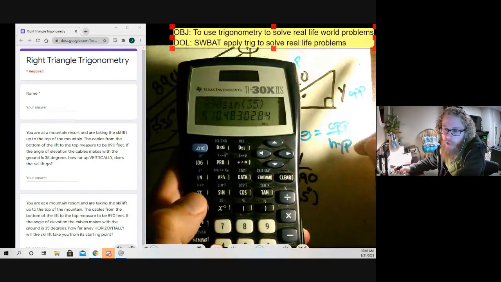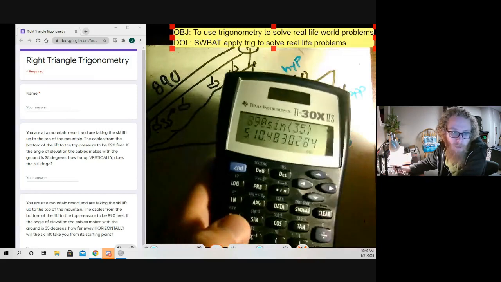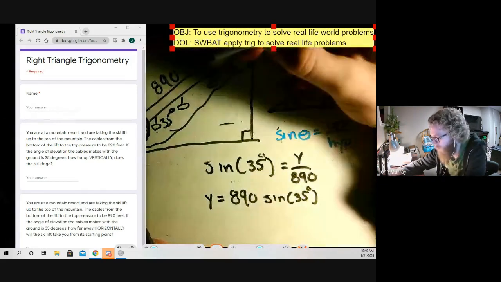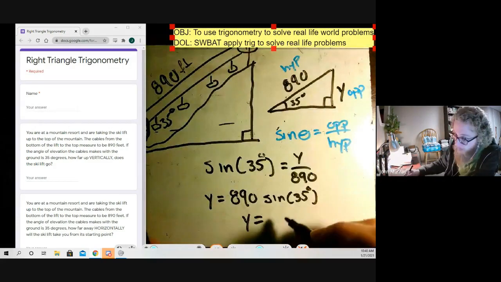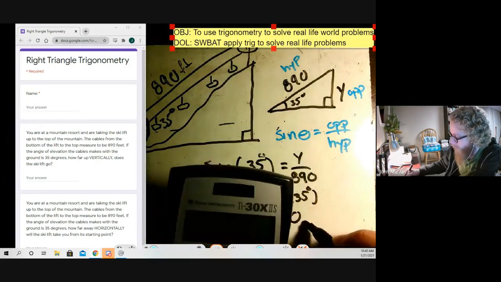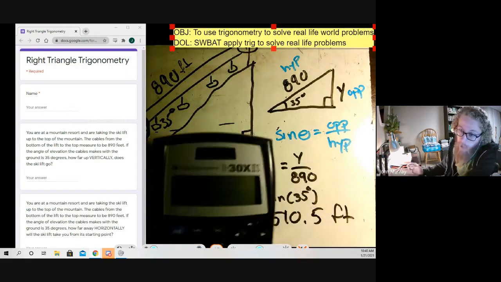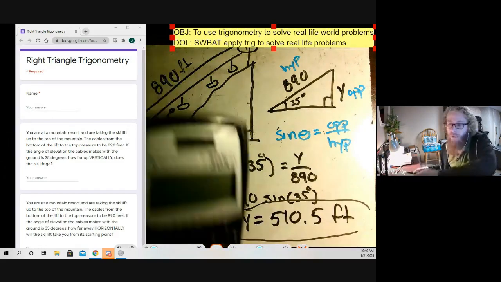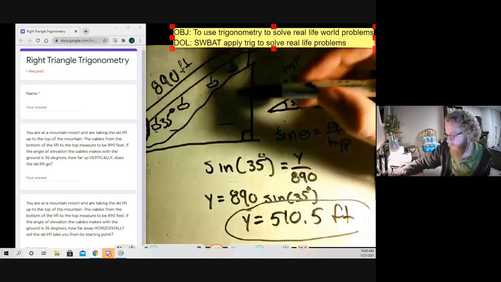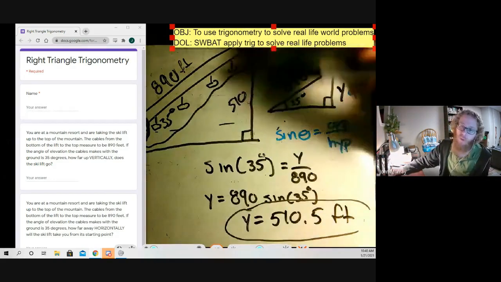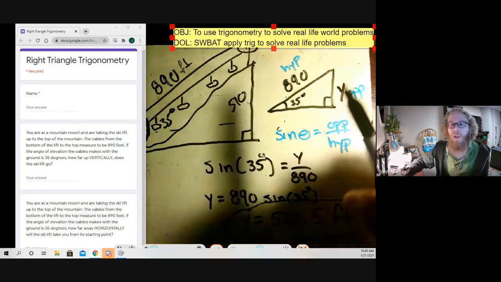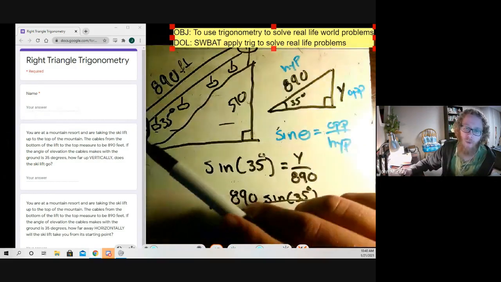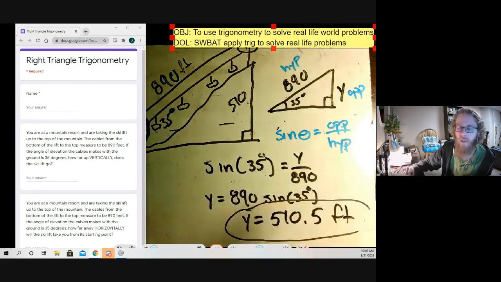So the mountain is 510 feet high. Or did I tell you? Yeah, feet. We'll say 510.5. We'll round that to 510. So your first answer is 510 feet. So that ski lift brings you up a height of 510 feet, even though you're traveling technically 890 feet diagonally. Any questions about the first part?